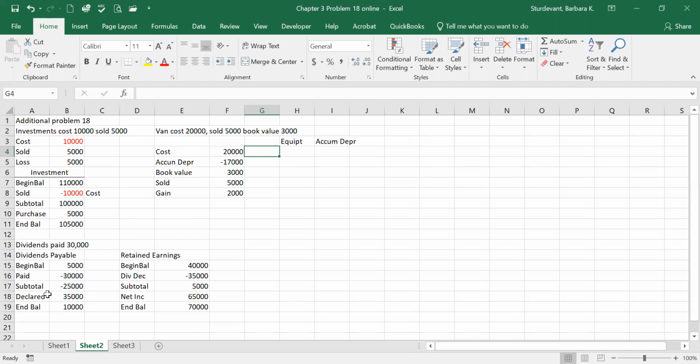So the increase in dividends payable is always what was declared. This is what the board of directors declared they were going to pay in dividends. Questions on dividends payable?